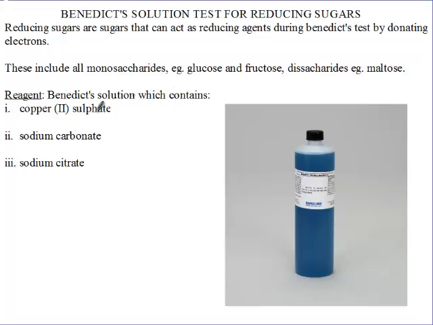The main reagent we're going to use here is the Benedict solution, and it contains these compounds: sodium sulfate, copper sulfate, sodium carbonate, and sodium citrate. All these are contained in the Benedict solution over here. Now let's see the procedure.